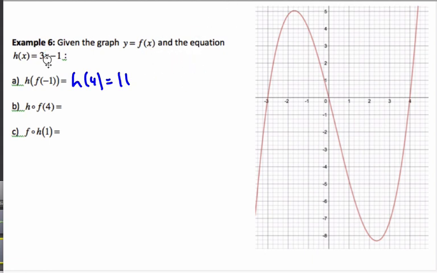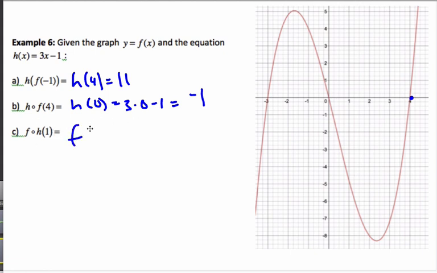Okay, let's try the next one. The next one says f at 4. Well, f at 4 is 0. So then it's h at 0, which I plug 0 in here. It's 3 times 0 minus 1, which is minus 1, negative 1.